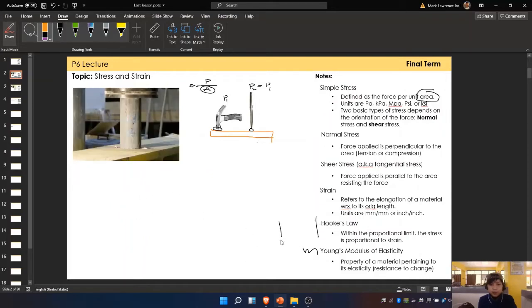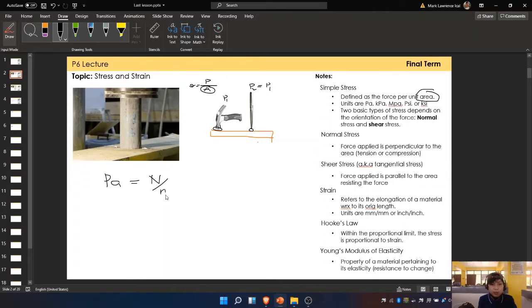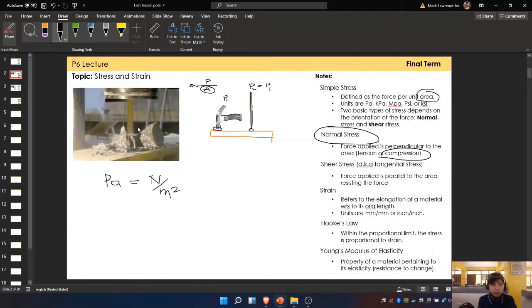Okay? The unit for stress is Pascal. And Pascal is equivalent to Newton per meter squared. Pretty obvious naman kasi Newton is force and meter squared is area. Now, na nakikita nyo sa picture dito, that is an example of a normal stress which is a compression. So, i-compress niya yung block na yan tapos magka-crack, mag-explode.